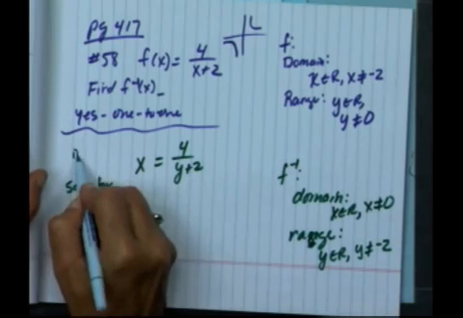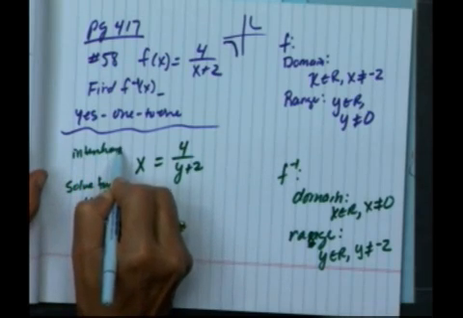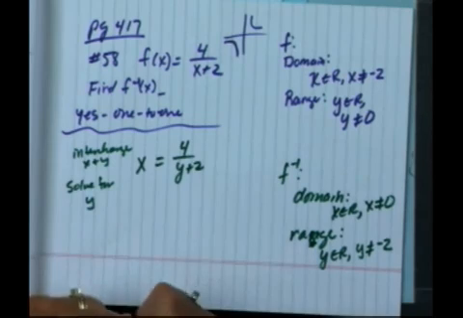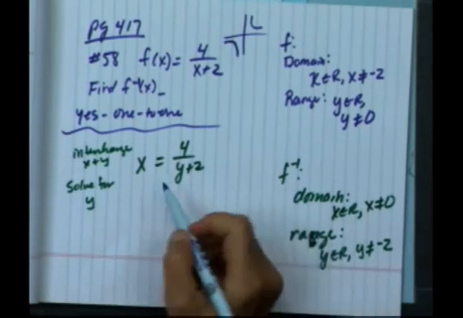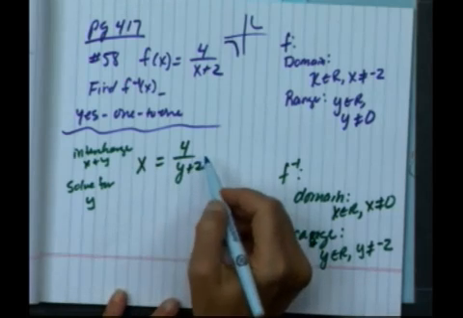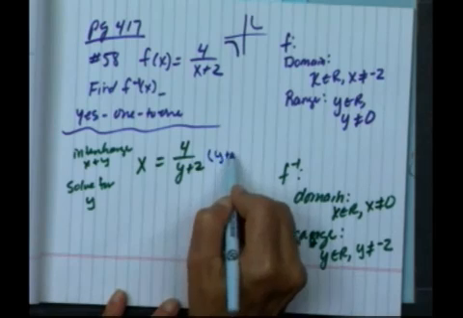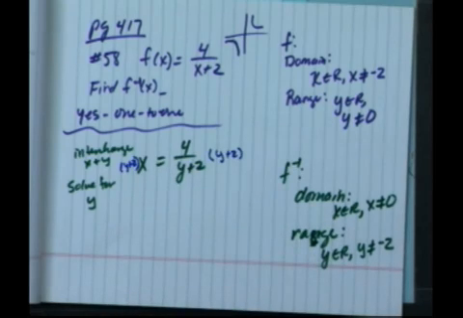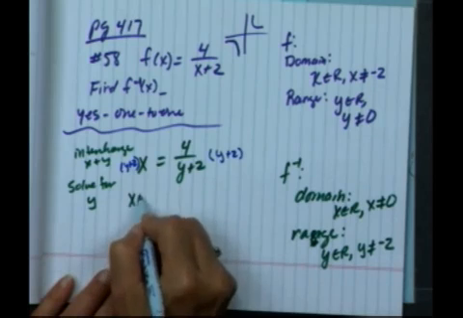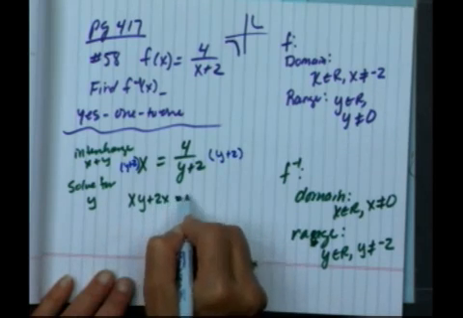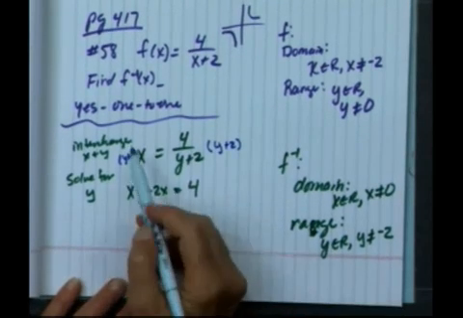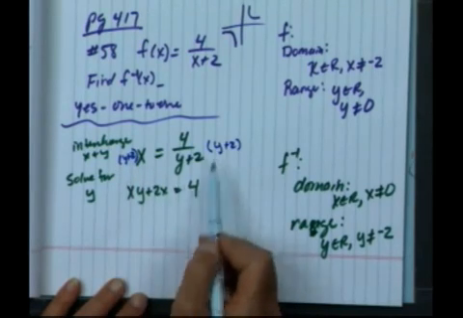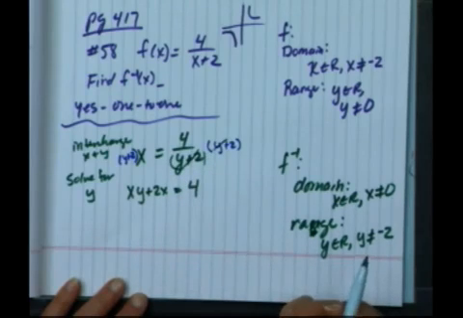Our first step was interchange x and y. Now we're going to solve for y. This is a rational equation. What you going to do, everybody? How do you get rid of the fraction? Multiply the denominator to each side. Multiply both sides by the common denominator. So we get xy plus 2x equals 4. Just multiply both sides by y plus 2. Yx plus 2x equals, and then the y plus 2's will cancel out over here.